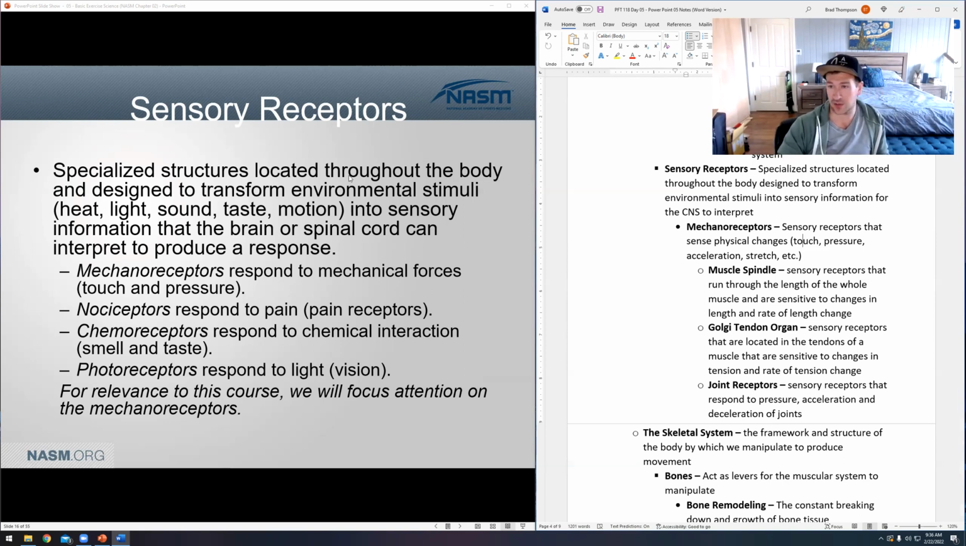So there's all kinds of sensory receptors out there. There's nociceptors, those are pain receptors. Those don't kick on until they hit a certain threshold.